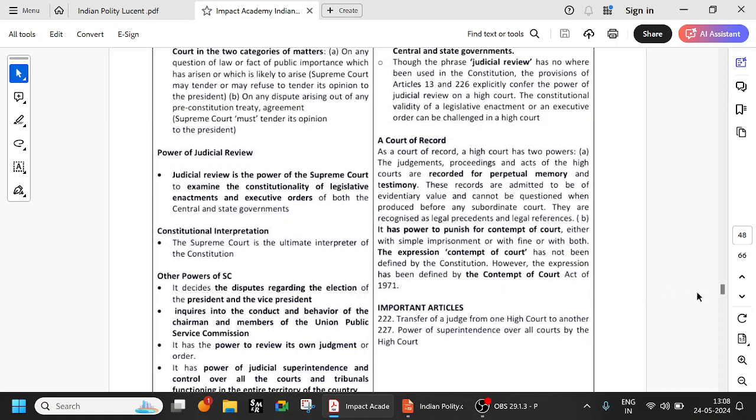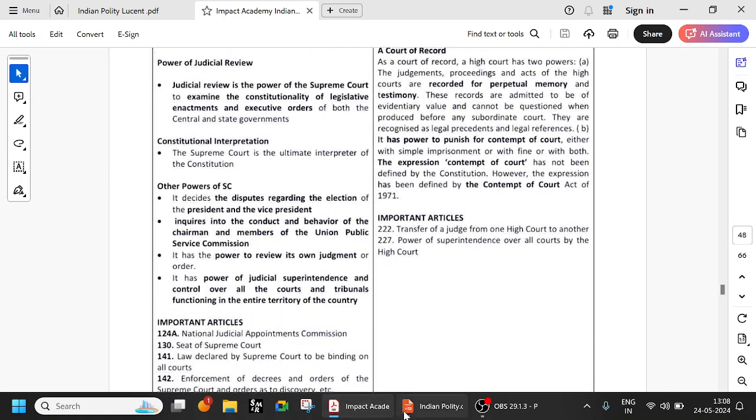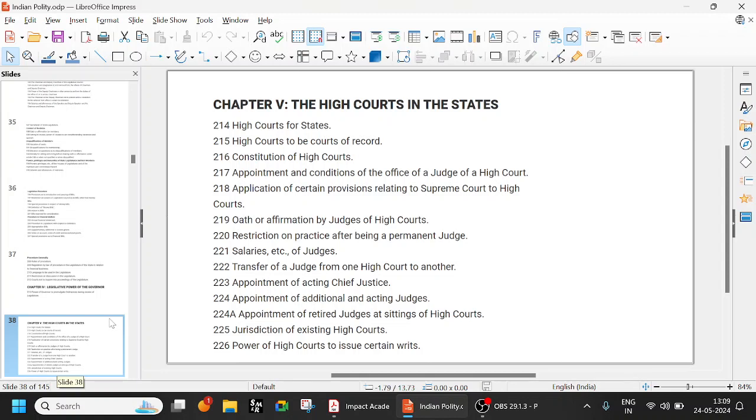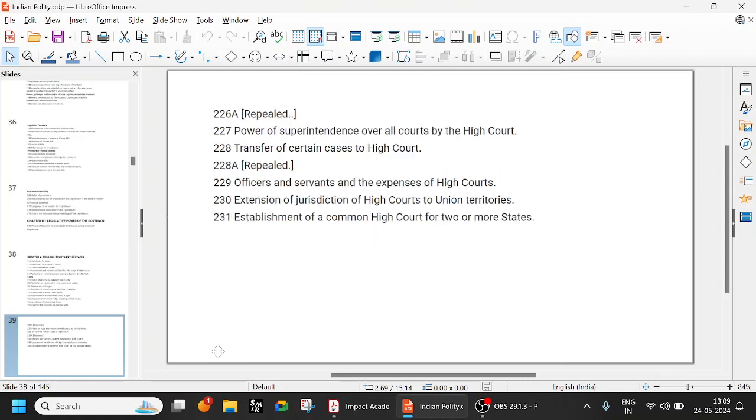So important articles regarding the High Court. We have seen Article 214, right? Starting with 214, High Courts, establishment of High Courts, and 215, High Court to be a court of record. Next, we have seen 222, transfer of a judge from one High Court to another, and appointment of all these things. Power of the High Court to issue certain writs: 226 is very important. Writ jurisdiction: for the Supreme Court it is Article 32, and here it is 226, and extension. All this is fine. 231, establishment of a common High Court.